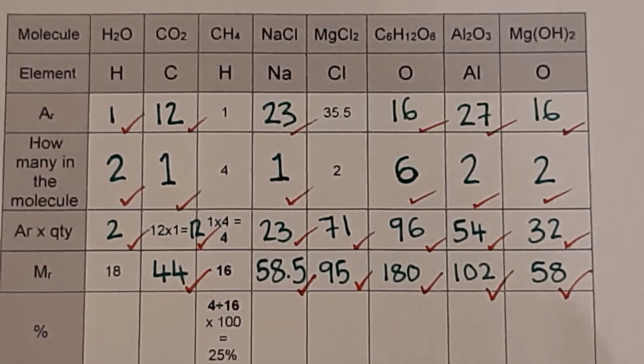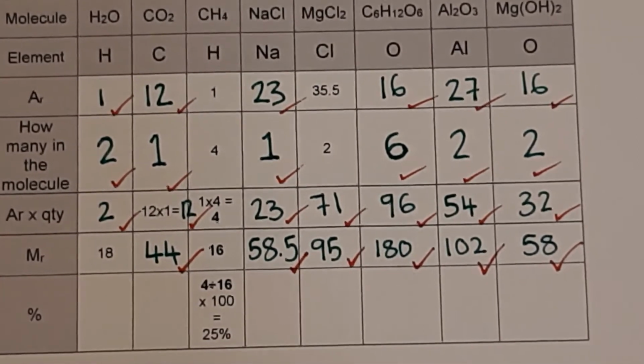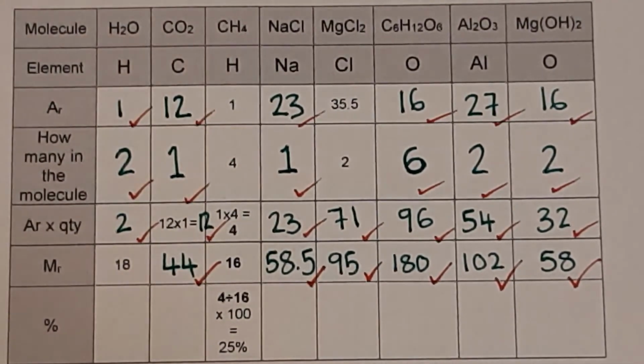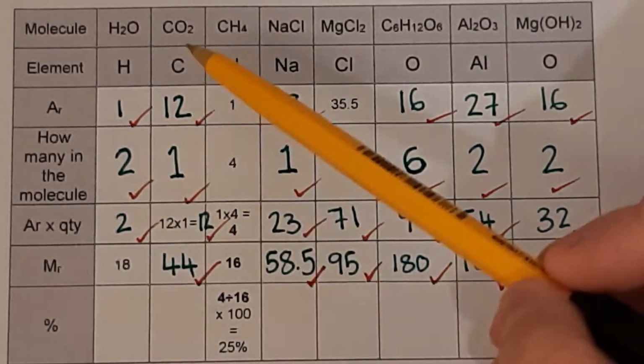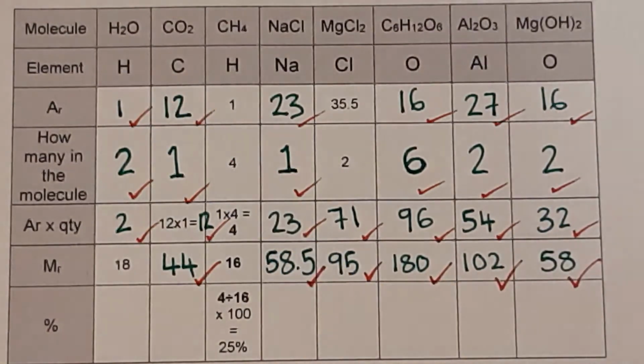Okay, so the last part of this, definitely the trickiest, but we're doing really well so far. The last part here is calculating the percentage mass. This is the real question we've been asked all along. The first part is, what percentage of H2O, water, is hydrogen atoms?